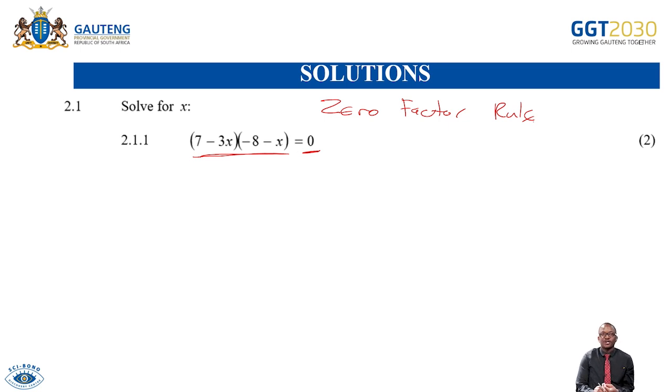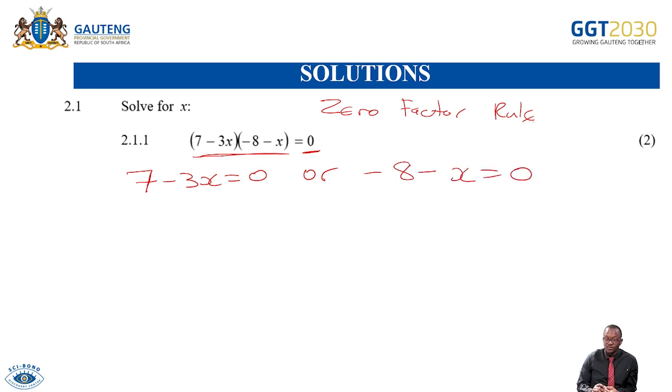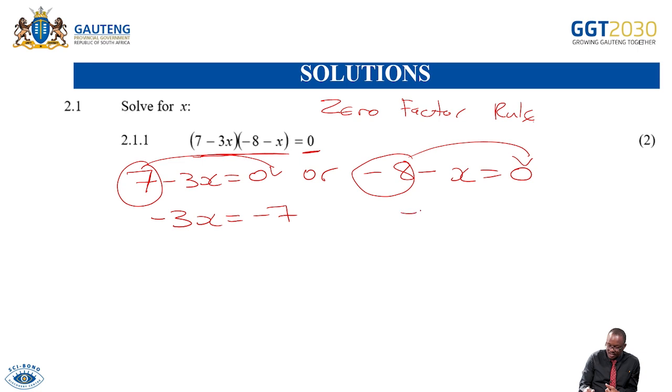We use the zero factor rule, and how do we apply it? We are going to say 7 minus 3x is equal to 0, or negative 8 minus x is equal to 0. You equate what is inside the bracket to 0. Then that's how you apply the zero factor rule. Then from there you can make x the subject of the formula. You can have negative 3x is equal to negative 7 by transposing this 7 that side and also transposing that 8 that side. You're going to have negative x is equal to 8.